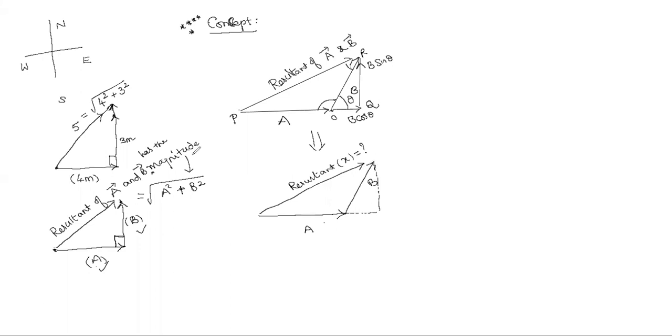Better we draw a bit neatly here. Better I draw a good one like this. This is the perpendicular drop. And here we are taking these points as P, O, Q, and R. Better I take B here. I'm writing B here, and this is the perpendicular, to avoid some confusion.